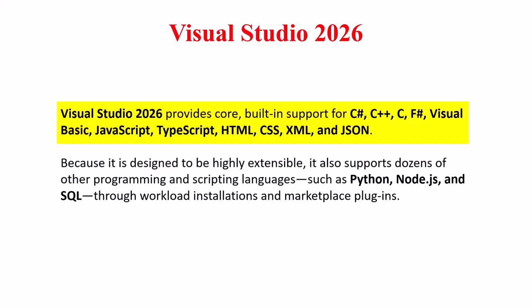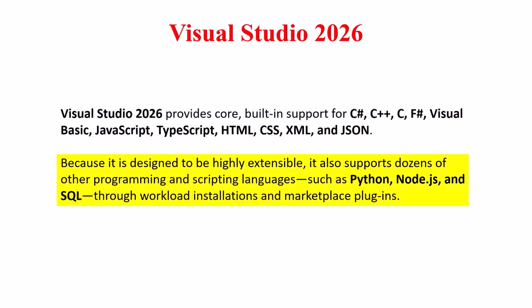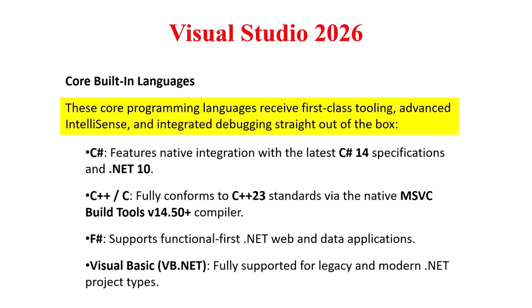Visual Studio 2026 provides core built-in support for C#, C++, C, F#, Visual Basic, JavaScript, TypeScript, HTML, CSS, XML, and JSON. Because it is designed to be highly extensible, it also supports dozens of other programming and scripting languages such as Python, Node.js, and SQL through workload installation and marketplace plugins. These core programming languages receive first-class tooling, advanced IntelliSense, and integrated debugging straight out of the box.